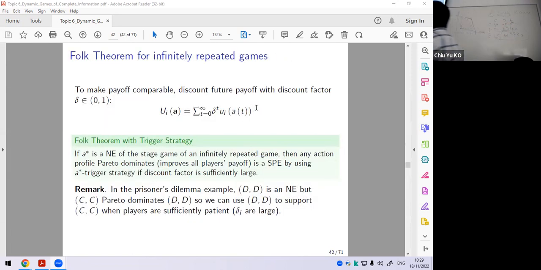Is that okay? So sometimes you may say this theorem is boring, because anything can be supported. So what's the prediction here? You say, okay, now we know the worst outcome is there, and then anything better than the worst can be done. Can we say more?